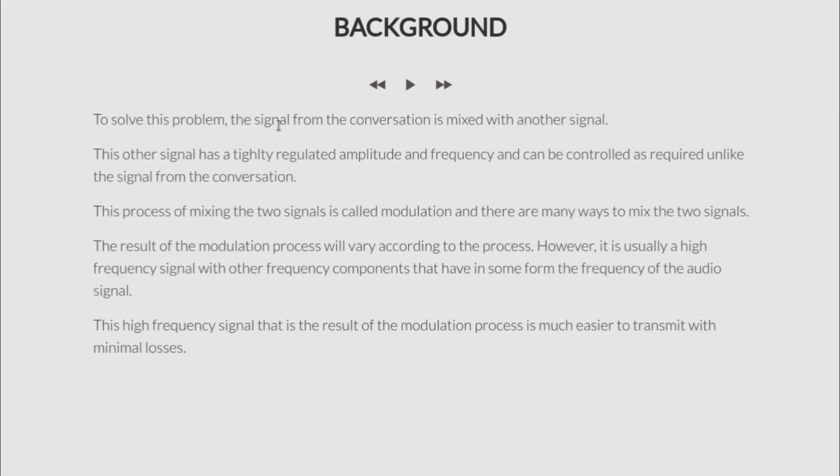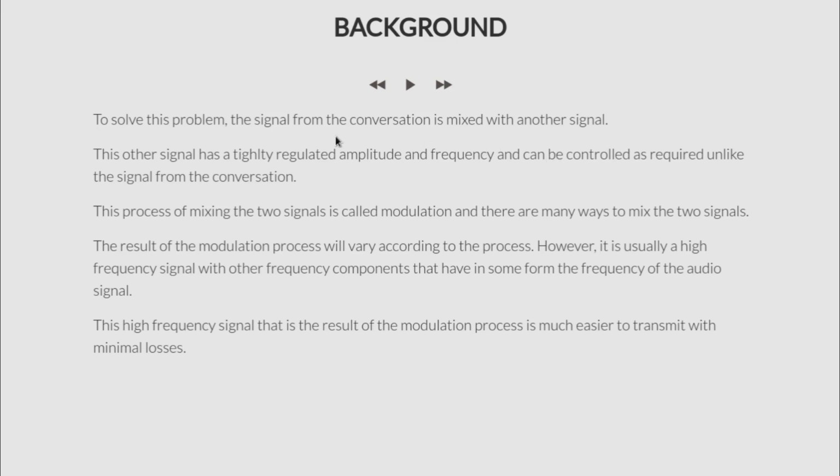And this processing means that we need to take the signal from the conversation and mix it with another signal. Now we have no control over the conversation because that's how speech is done, right? The human will speak in whatever way he wants. So there is no control over this. But we can take another signal that we do have control over. This other signal can be very tightly regulated with respect to amplitude and frequency. We have no control over the frequency of the human conversation, but we can control the amplitude of this other signal. We can also control the frequency of this other signal. So we can pick specific frequencies and amplitudes and control them the way we want.